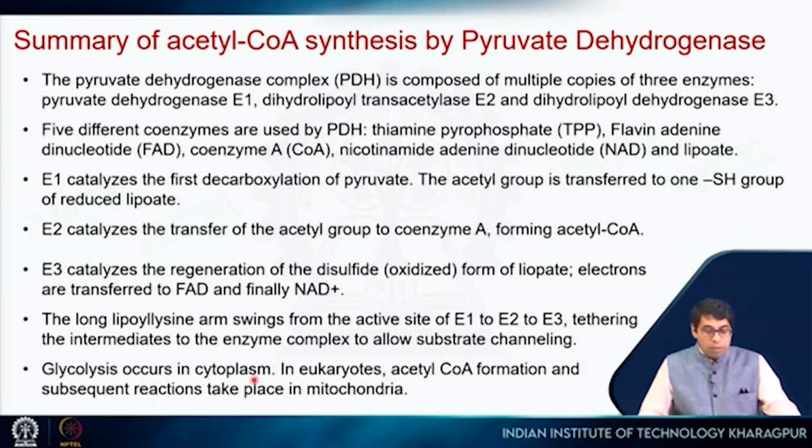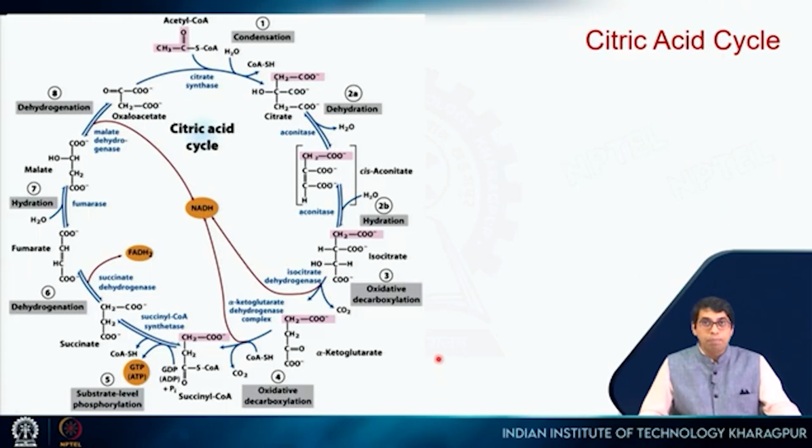Glycolysis occurs in cytoplasm. In eukaryotes, the acetyl CoA formation and subsequent reactions take place in mitochondria. So, this is something that I will keep coming back to again and again. Okay. So, now citric acid cycle, right. So, this is where we are.